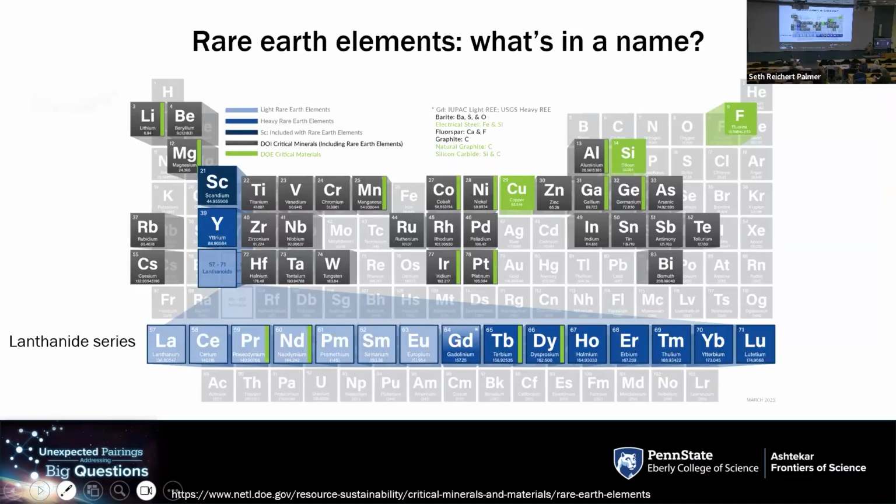So let me introduce you a little bit to the chemistry of rare earth elements. The rare earths are a series of 17 elements: yttrium and scandium, and then the 15 members of the lanthanide series down here on the periodic table. This is a periodic table showing critical elements. You may have heard the term critical minerals in the news as well. These are metals that are essential for particular really important technologies, and the rare earths are certainly a great example of critical minerals.